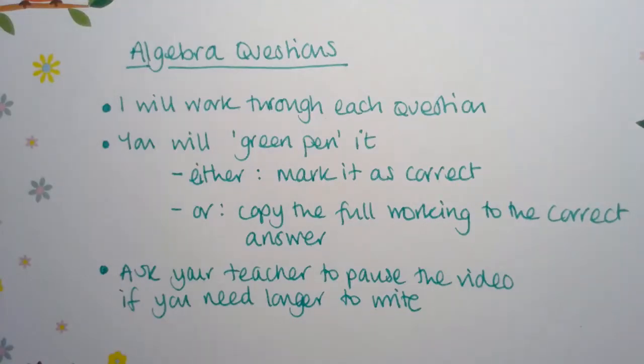I'm going to work through the algebra questions that you did in your previous lesson. As I work through it, you're going to green pen your own work. That means you're either going to mark it as correct or you're going to copy the full working that leads to the correct answer. If you need longer to write, please ask the teacher to pause the video. At the end of the lesson you'll hand this in and I will look at it to set you some targets and some homework.